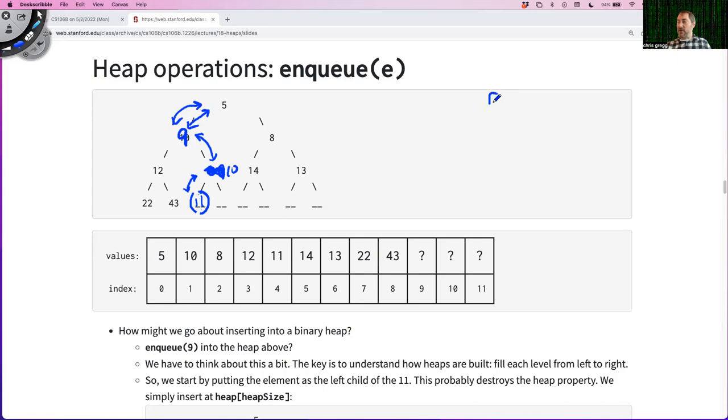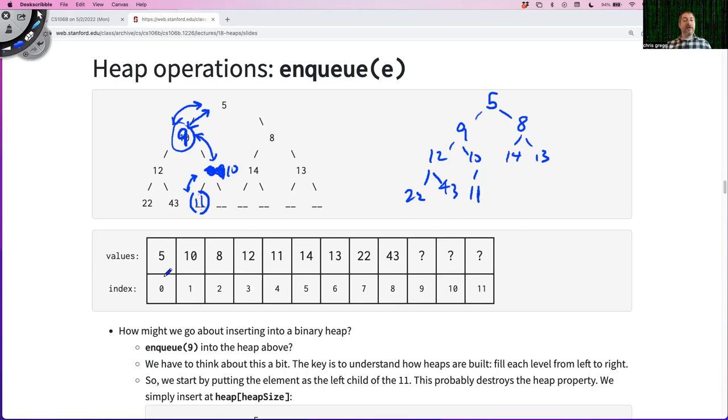Okay, I'll just draw it again over here without all the arrows. 5, 9, 8, and then 12, 10, and then 14, 13, 22, 43, and 11. Is that a proper heap? Indeed, it is. So what that means is this actually works. Now, you might be saying to yourself, wait a minute, I put the 9 here, but what if the 9 happened to be bigger than the 12? Could that ever be the case?